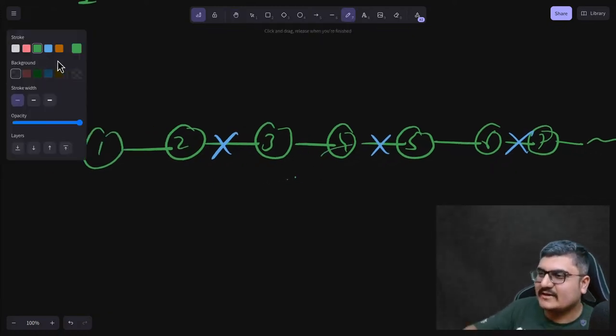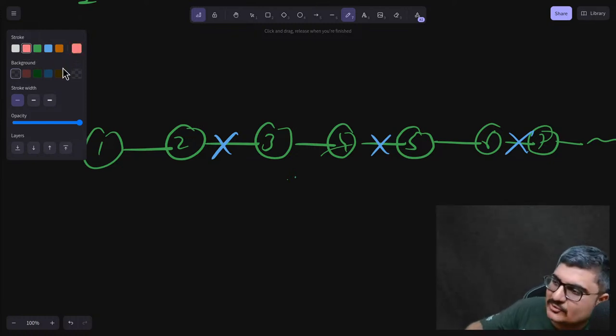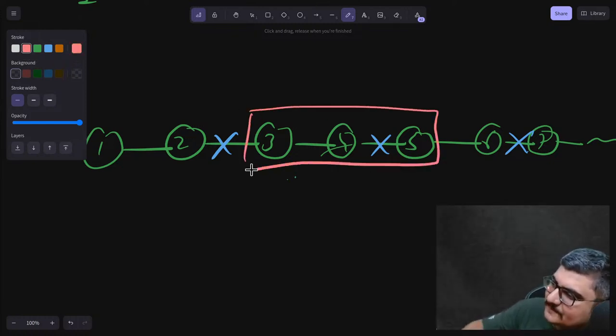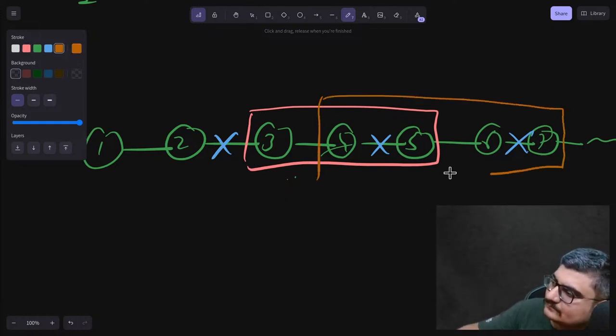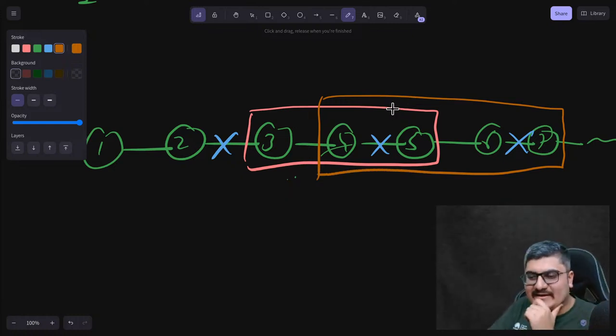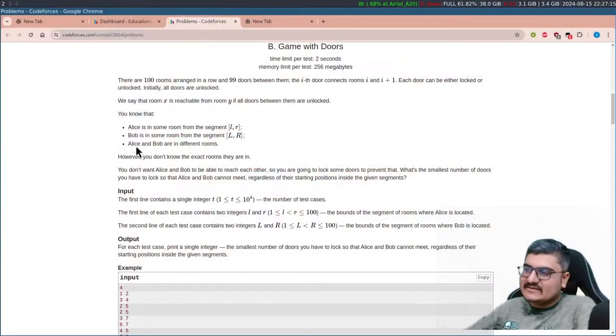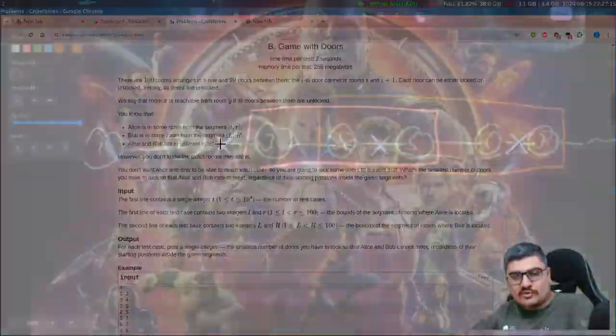Now what it says is, we have been given a range of positions for Alice and Bob. For example, let's say Alice is in this range and Bob is in this range. And it asks us to find the minimum number of doors we should block so that Alice and Bob can never meet. It's also given that in the starting position Alice and Bob would be in different rooms.